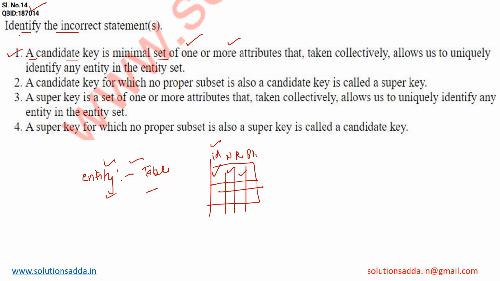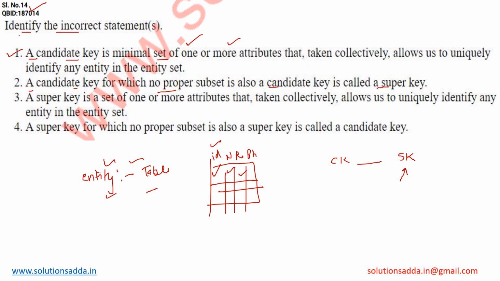Second option says a candidate key for which no proper subset is also a candidate key is called a super key. Here, by observing these two terms, super key and candidate key, we could say that every candidate key is itself a subset of a super key, because super key is having all the combinations of the attributes so that they can collectively or individually uniquely identify an entity.